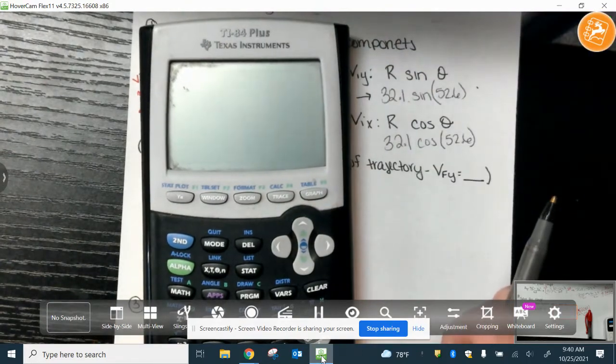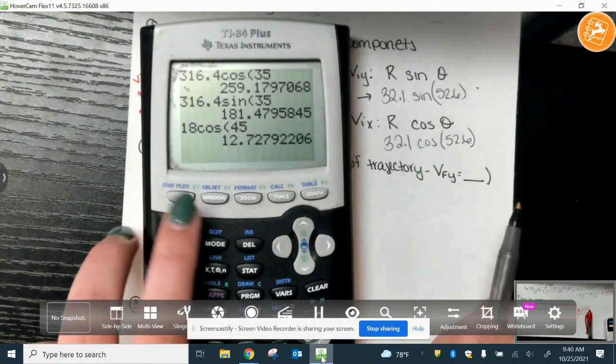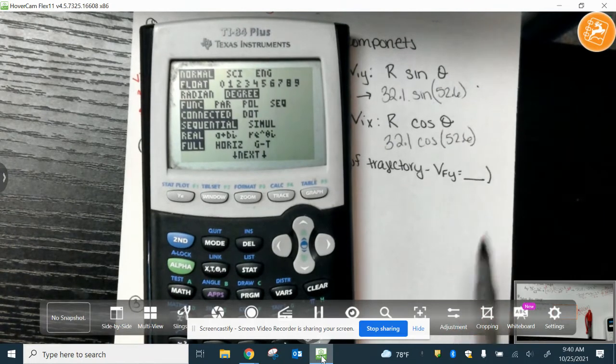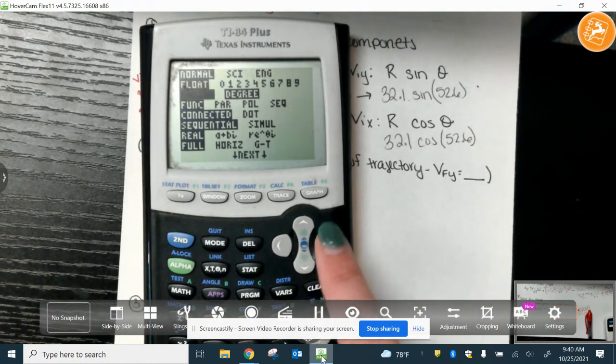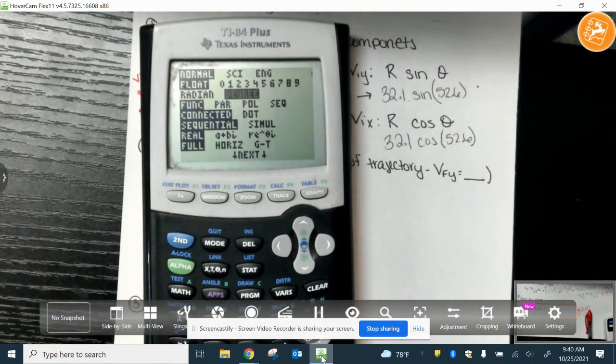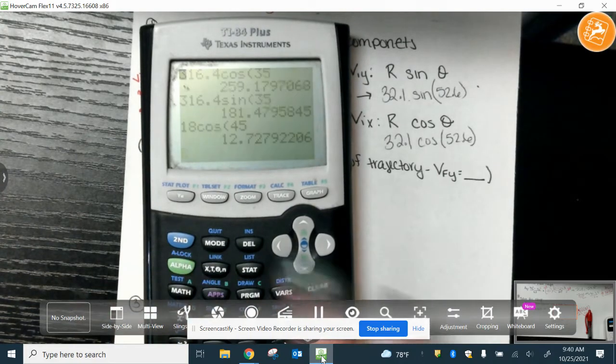Make sure your calculator's in degree mode. Zoom out a little bit. Turn on my calculator. I'm going to hit mode right here, and make sure that that degree is flashing. Hit enter. Second quit. And I'm ready to solve those.